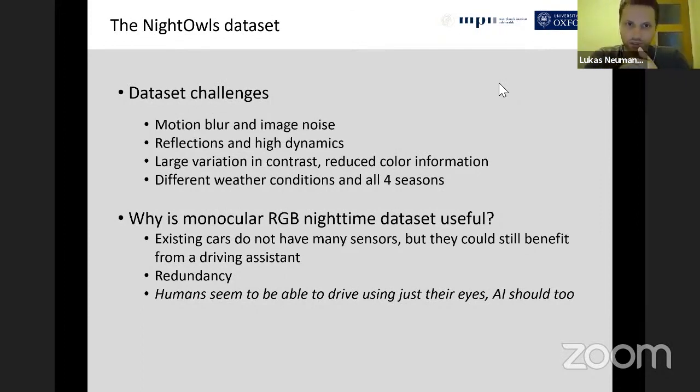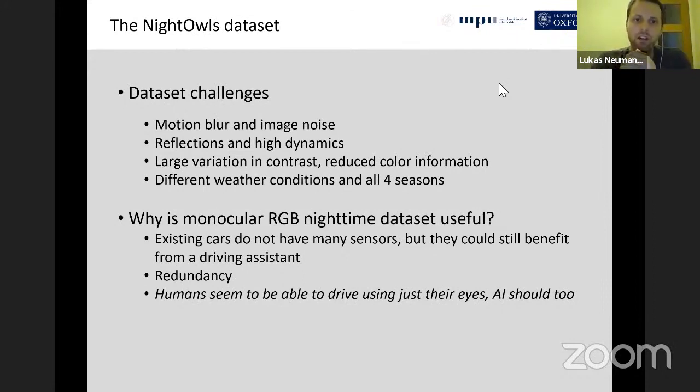On top of that, you have large variation in contrast, you have reduced color information, and on top of the fact that the dataset is captured at night, it is also captured throughout the different seasons of the year. So you get snow at night, you get rain at night, which again makes this very challenging. If you run some of the baseline pedestrian detection algorithms, you will notice that the error is somewhere between 3 to 4 times higher than state-of-the-art detectors for daytime pedestrian detection. So in that sense, there's quite a large gap for improvement.